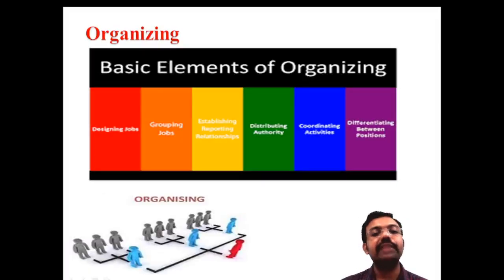Okay, and after that, what do you mean by the term organizing? Organizing is a very simple function. It is the grouping of activities. That is known as organizing. These are the important elements of organizing: deciding the job and grouping the jobs, establishing reporting, distributing the authority, coordinating the activity, and differentiating between the positions. So organizing means bringing together the activities of the organization.